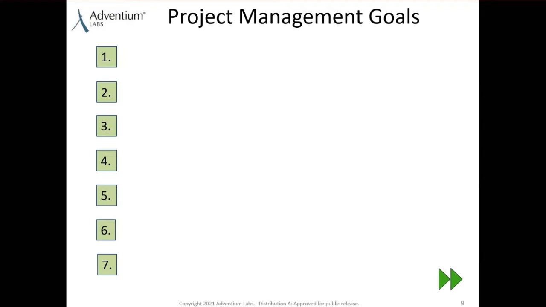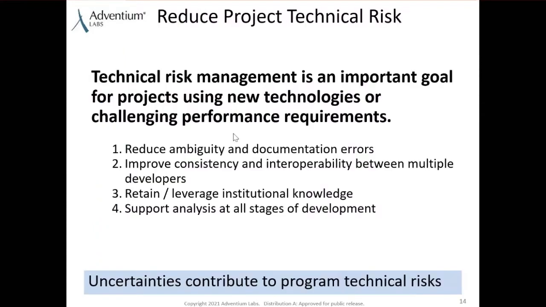So the first one is scope control. Scope control. Wow. Okay. Well, I'm going to put that in the category of technical risk. As we get scope creep, it really does increase project technical risk. And technical risk management is really important, especially when we're talking about new technologies or challenging performance requirements. What we can do in our ACVIP modeling is use our models to reduce ambiguity and therefore documentation errors. Our model can form a lot of the documentation, a single source of truth, an authoritative source of truth. We can use our model to improve consistency and interoperability between multiple developers.